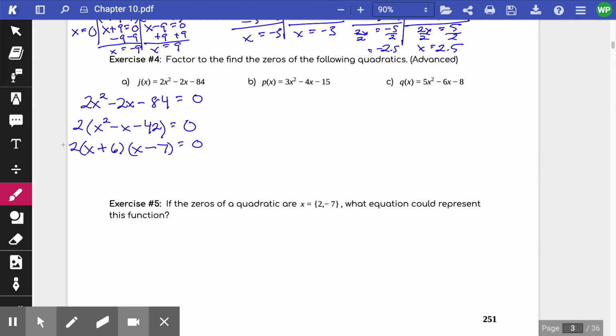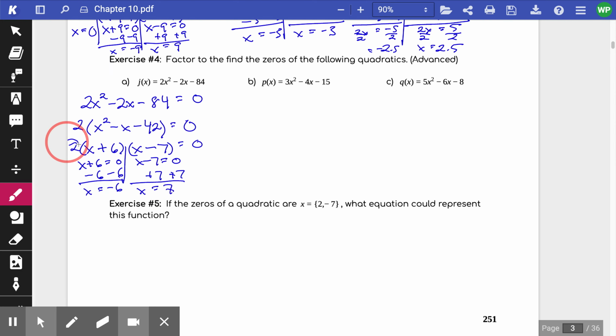So now, this one's a little different because this is just a constant outside of parentheses. So we're not going to set the constant equal to 0, or we could, and then we'd just see that 2 equals 0, and we'd reject that. So instead, we're just going to set anything with an x in the factor equal to 0. So we're going to have x plus 6 equals 0, and x minus 7 equals 0. So let's subtract 6 over here to get x equals negative 6. And let's add 7 over here to get x equals 7.